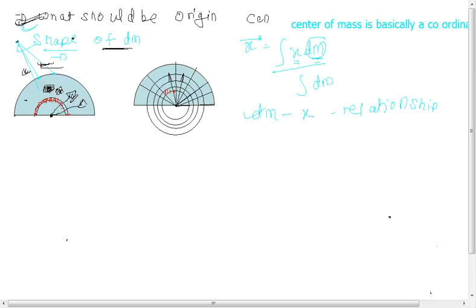Because this has cylindrical symmetry. Guys, now, because it has a special property, now we know.